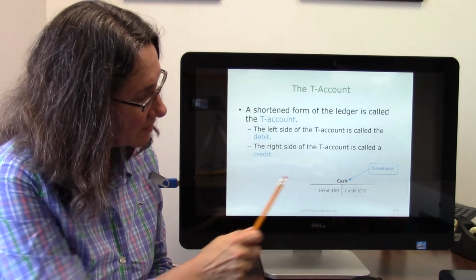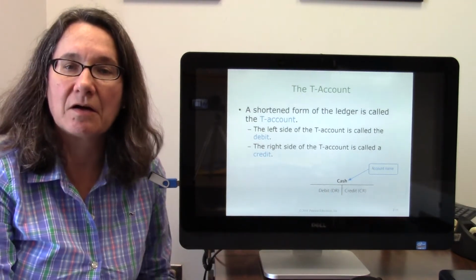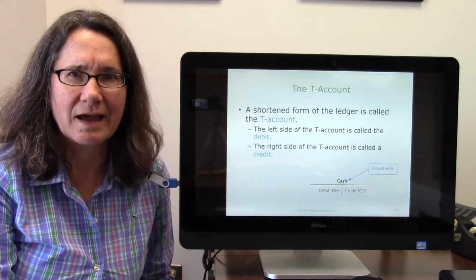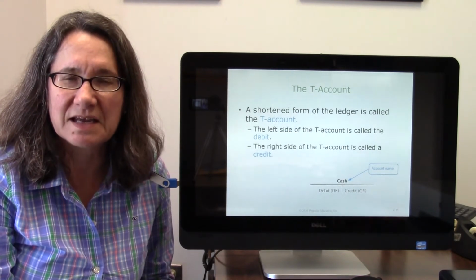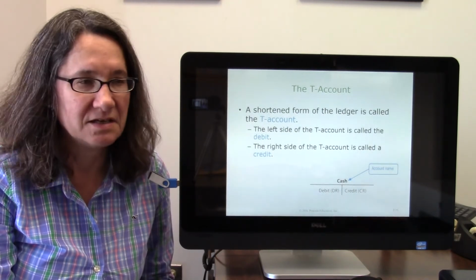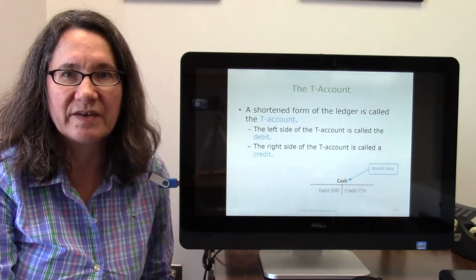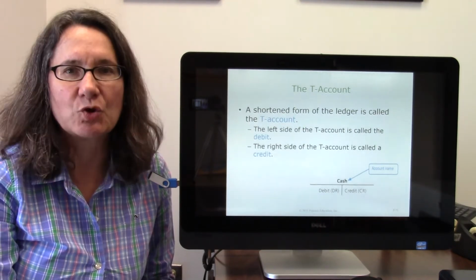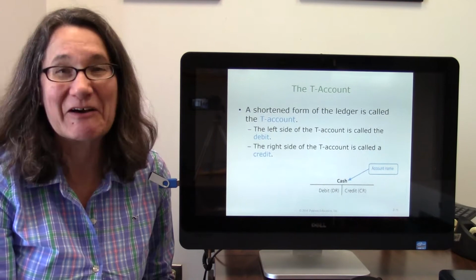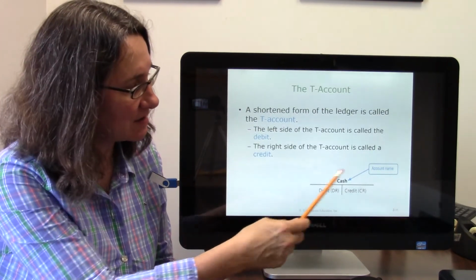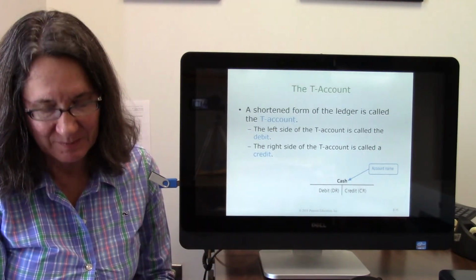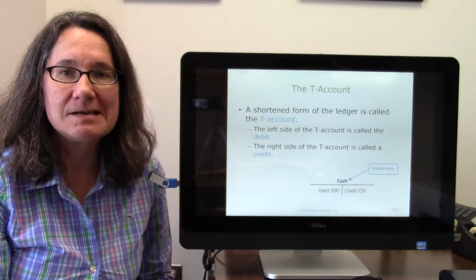I don't know why they abbreviate debit DR. I think it's like a Latin word, from when they invented accounting originally. It wasn't just called debit, it was probably like debitorum or something, and it had an R in it at some point. So DR and CR are how we abbreviate them, even though debit doesn't have an R in it.